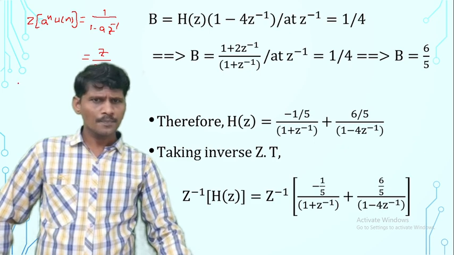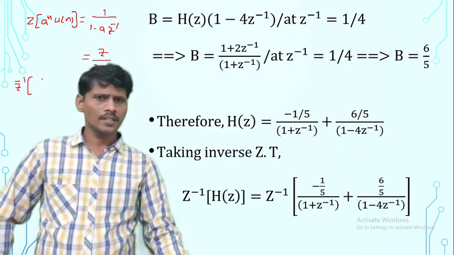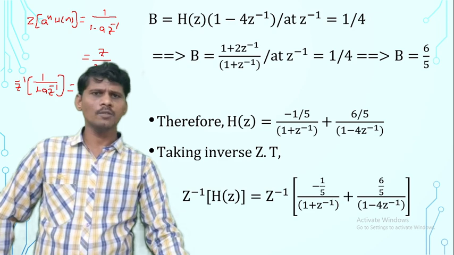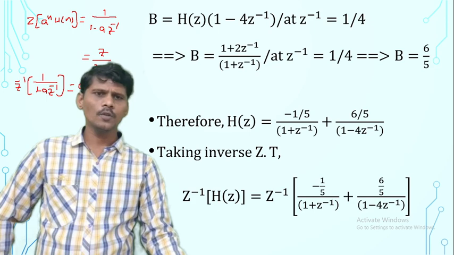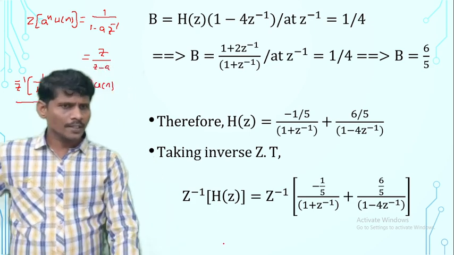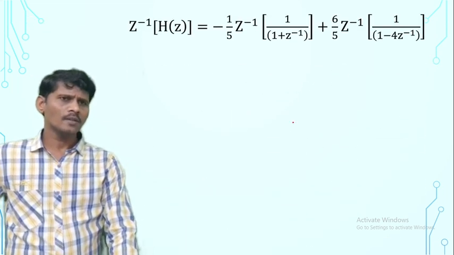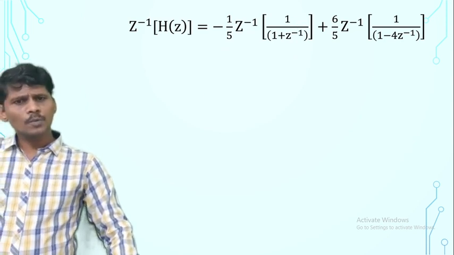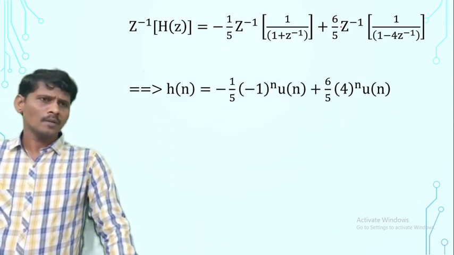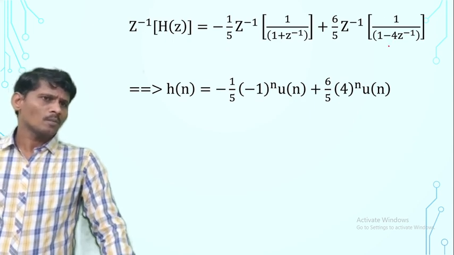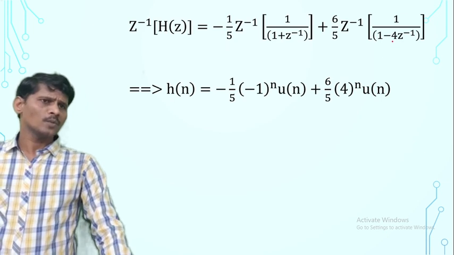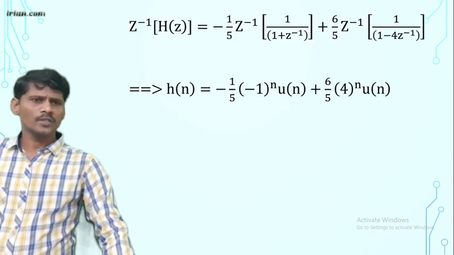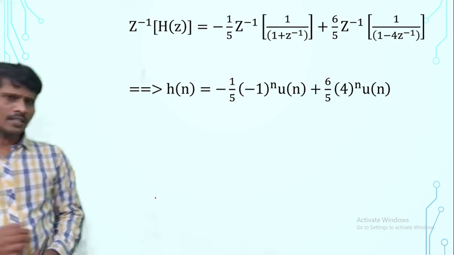Taking the inverse Z transform on both sides, Z inverse of 1 by (1 minus A Z inverse) is equal to, on the LHS side, the Z transform and inverse Z transform are cancelled. And what is the remaining term? A power n into U of n. Okay? So Z inverse of H of Z is H of n: minus 1 by 5 is constant, Z inverse of 1 by (1 plus Z inverse) using the above condition is minus 1 power n U of n, plus 6 by 5 is constant. So Z inverse of 1 by (1 minus A Z inverse) is A power n U of n. Now here A is 4 power n U of n. So this is the impulse response of the given difference equation.